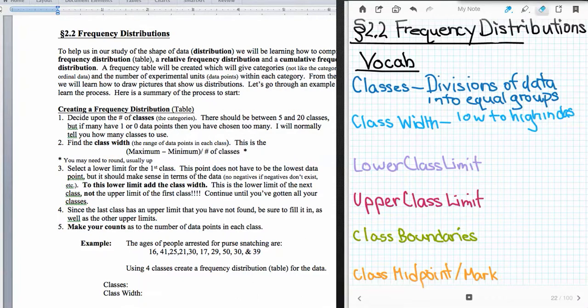Let's see, that's not really how I want to describe this. Nope, that's not my eraser. Here.